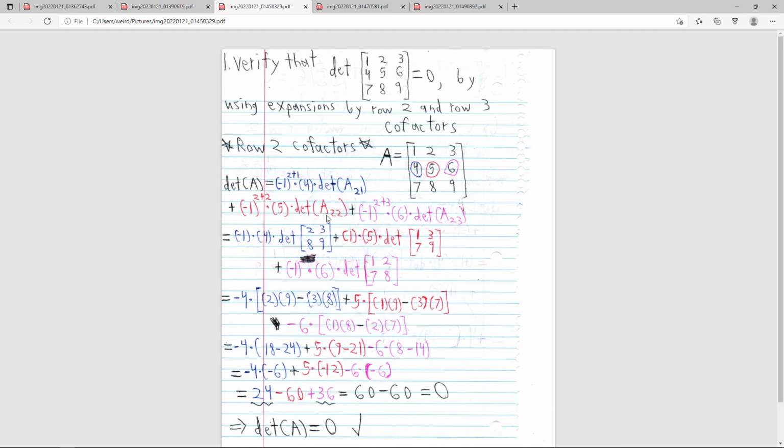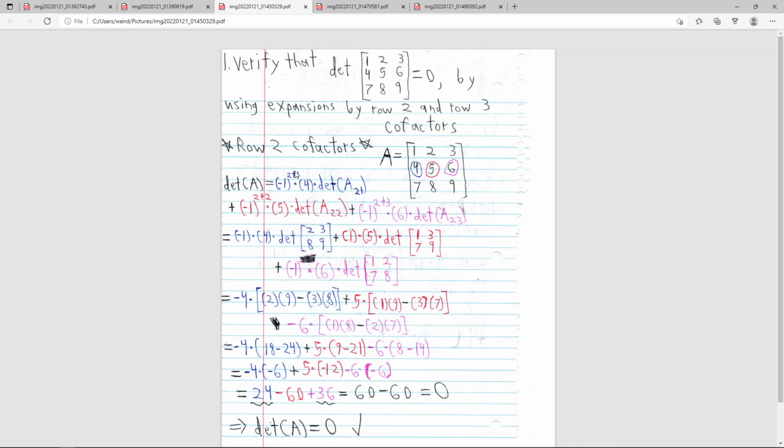Same thing with this. A22 is going to have a plus sign. You have 1, 3, 7, 9. And A23 is going to be 1, 2, 7, 8, because you get rid of the second row, third column. That's what A23, A22, and A21 are. And it's 5 and 6, of course.